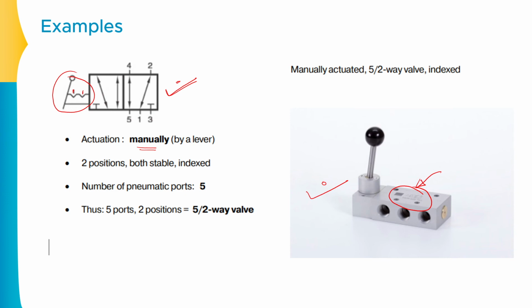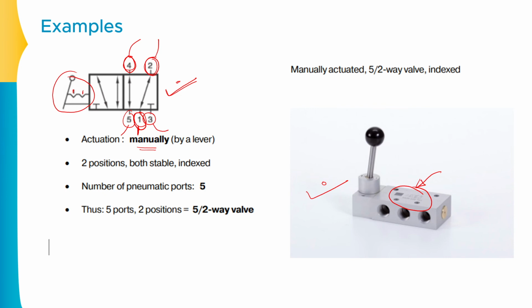Secondly, if you can observe, there are a total of 5 ports available: port number 1, port number 2, 3, 4 and 5. From the numbering you can say that number 1 is the pressure line, so the pressure line will be connected at number 1. The 2 and 4 will get connected towards the actuator, and 3 and 5 are basically the return lines. They are returning towards the sump or the tank.